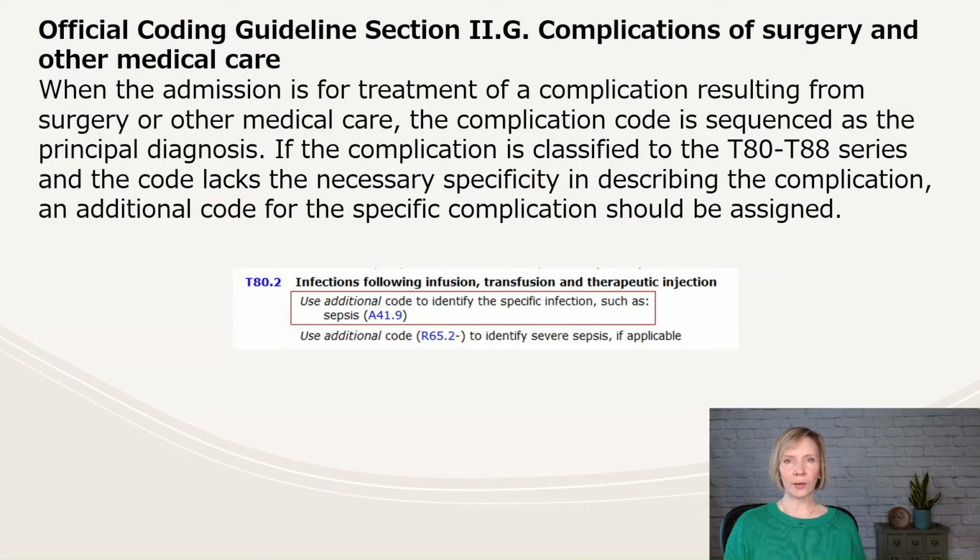When assigning and sequencing codes for a central line-related infection, it's important to follow the official coding guidelines. The first code to be assigned should indicate the appropriate category T80.2 code for the central line-associated infection, followed by an additional code that identifies the specific type of infection such as sepsis or cellulitis. This sequencing is directed by the guidelines and the instructional note provided at category T80.2, which instructs coders to assign an additional code to identify the specific infection.